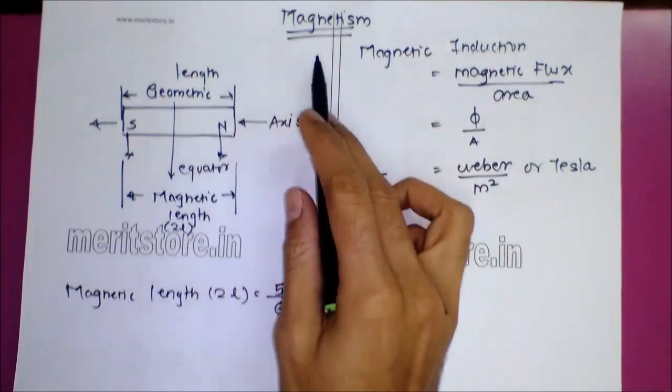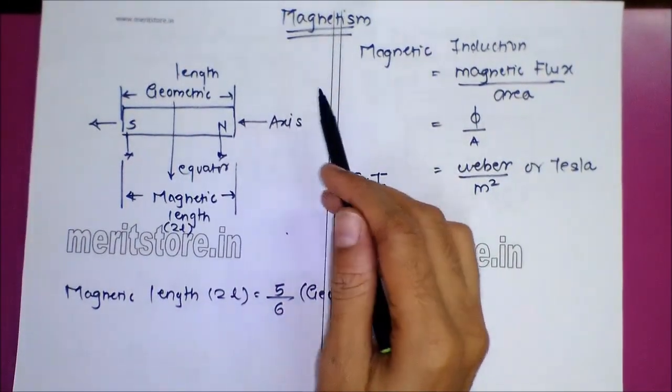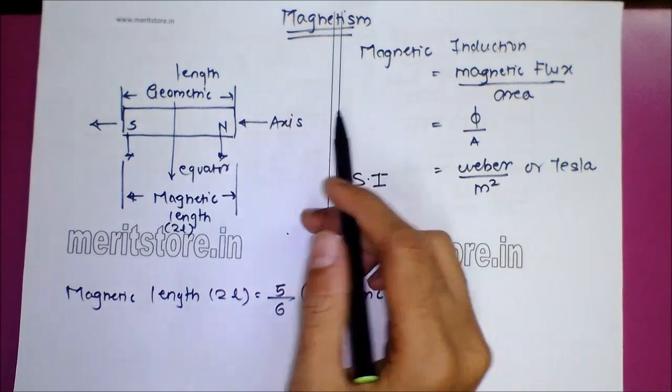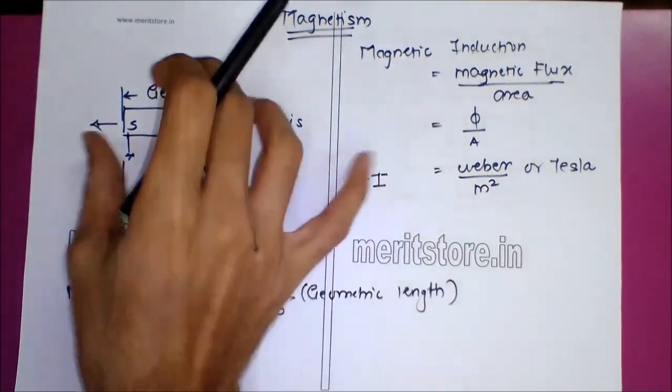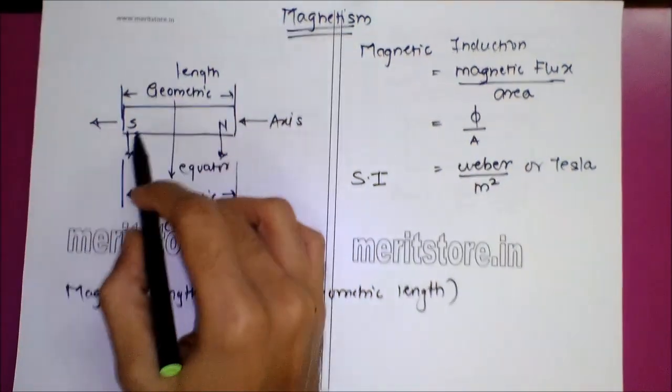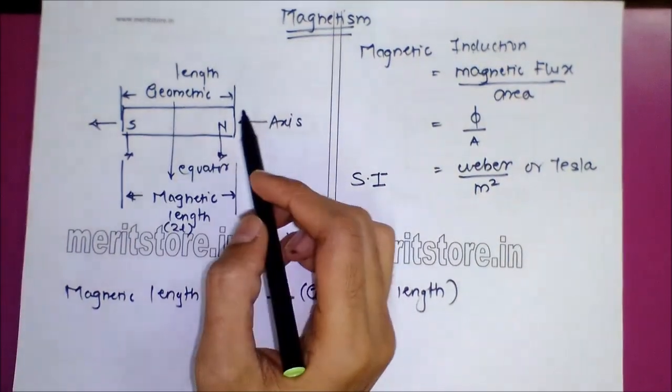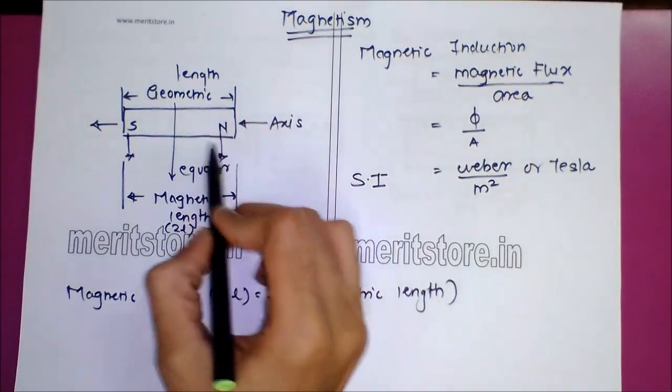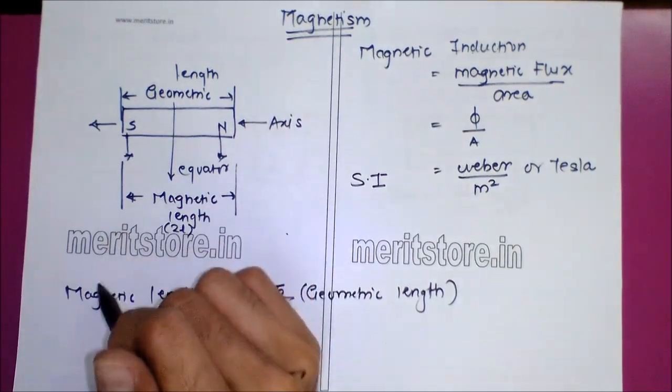Now we'll study magnetism. Before we go to magnetism, we'll learn about the magnetic points and what they represent. Basically we have two poles of a magnet, the north pole and the south pole.